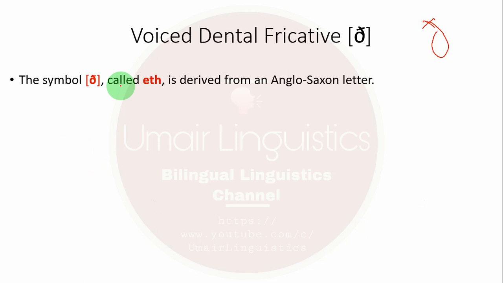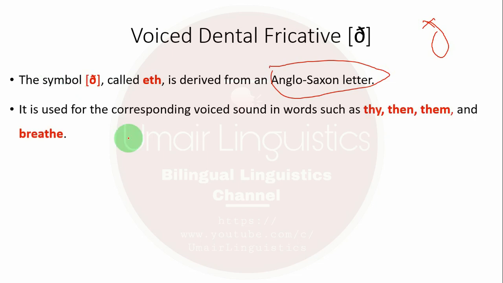And this symbol is actually called eth, and it is derived from the Anglo-Saxon letter. So even in Old English, this symbol was also used just as an ordinary letter for spelling as well. But now it is only used as a consonant sound symbol, not as a letter. It is used for the corresponding voiced sounds like thy, then, them, and breathe.